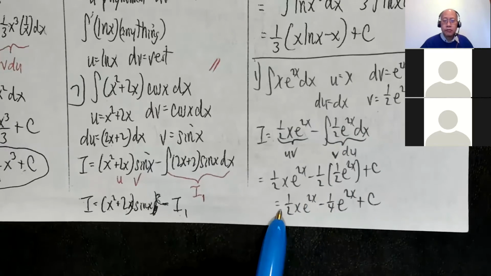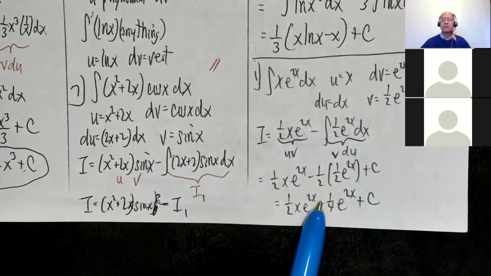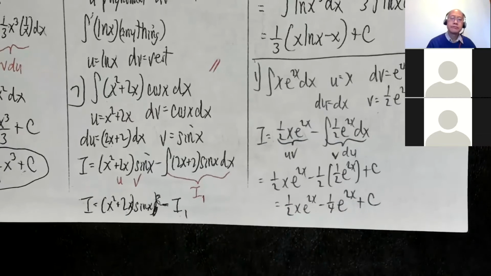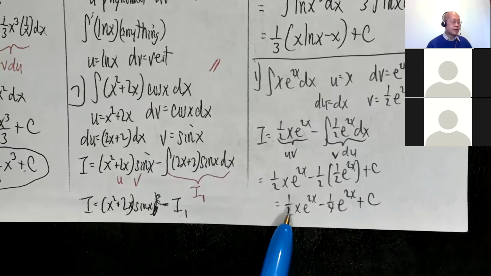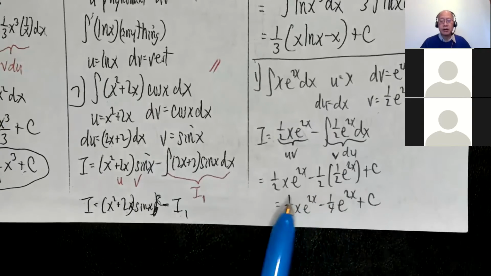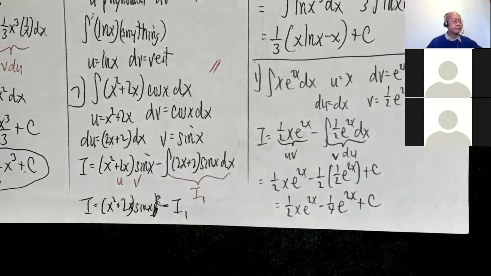So final answer, the integral of x e to the 2x dx is 1/2 x e to the 2x minus 1/4 e to the 2x plus c. And that's the final answer. And again, one thing if you want to verify is to go ahead and differentiate this. I won't bother right now. But if you take the derivative of this, you should get back that thing.